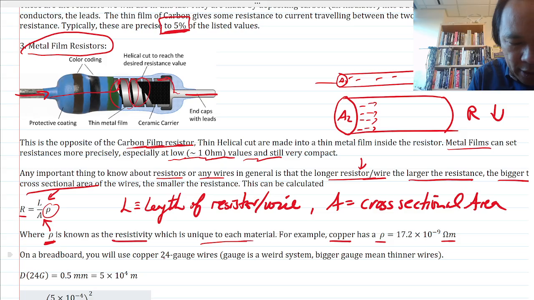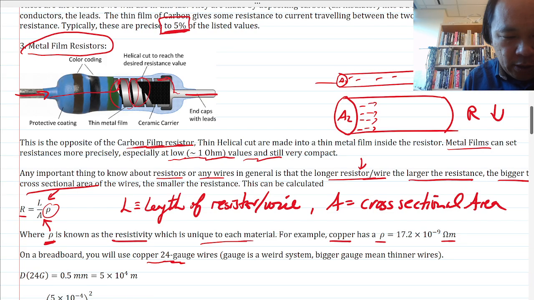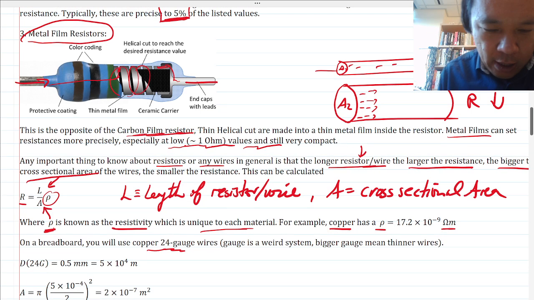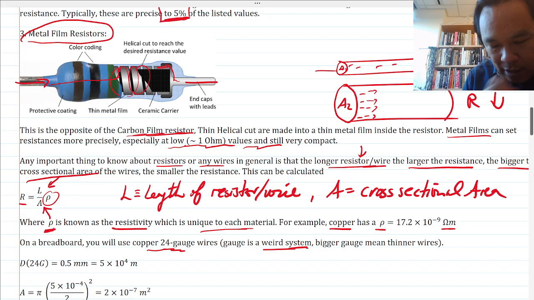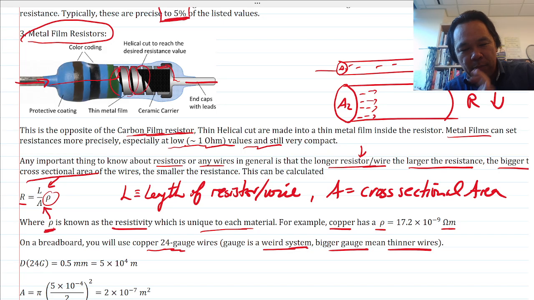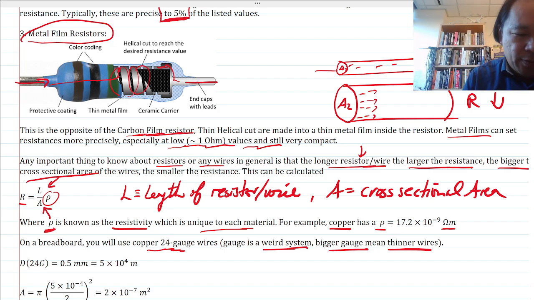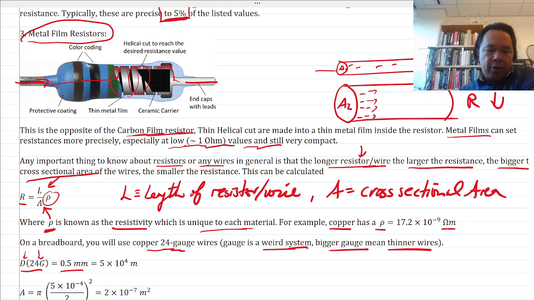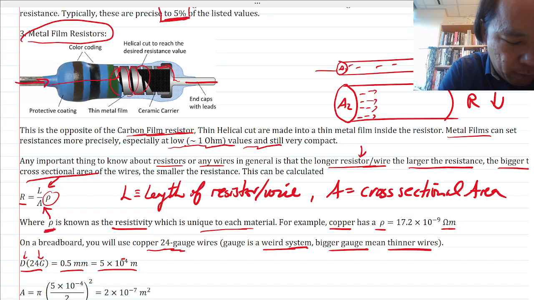On a breadboard, for example, what we generally use is the 24 gauge wire that I mentioned before. Gauge is a weird system of classifying the diameter of wires. The bigger the gauge, the thinner the wire, which is opposite of what you'd think. So if you want a bigger wire, you want a lower gauge. The diameter of a 24 gauge wire is 0.5 millimeter. In scientific notation, it's 5 times 10 to the negative 4 meter.